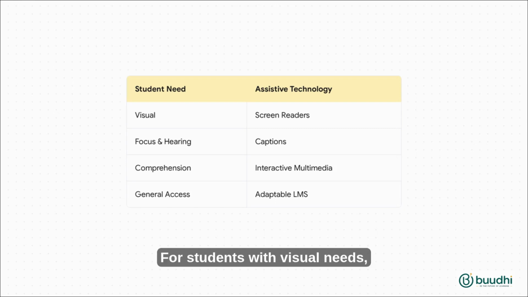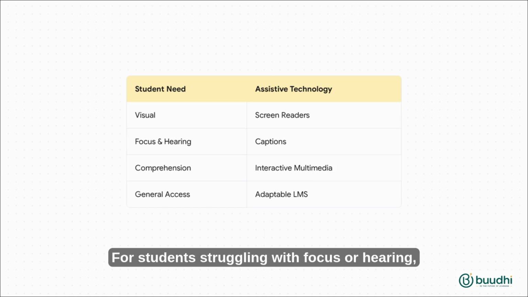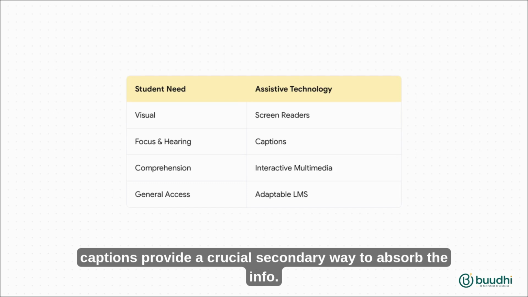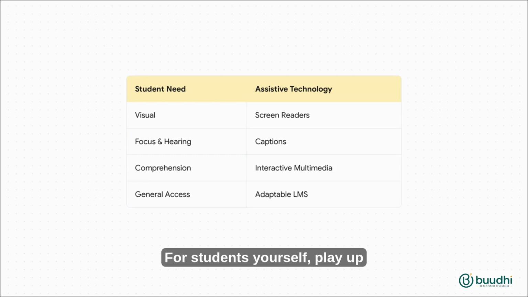For students with visual needs, we integrate screen readers so the text literally speaks to them. For students struggling with focus or hearing, captions provide a crucial secondary way to absorb the info. To really boost comprehension, we swap out static worksheets for interactive multimedia materials. And for general accessibility, using adaptable learning management system platforms, your LMS, ensures the whole environment is easy for everyone to navigate. Highlighting and integrating these specific tools is the key to bridging the gap in special education.